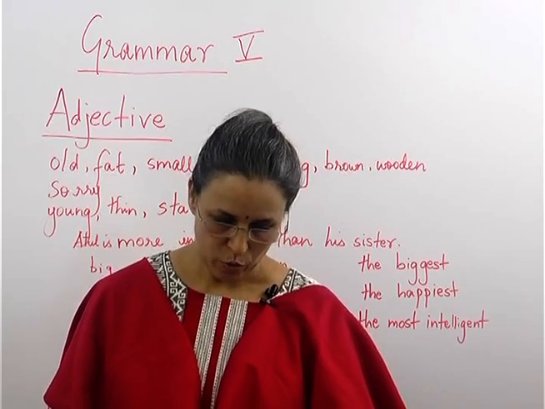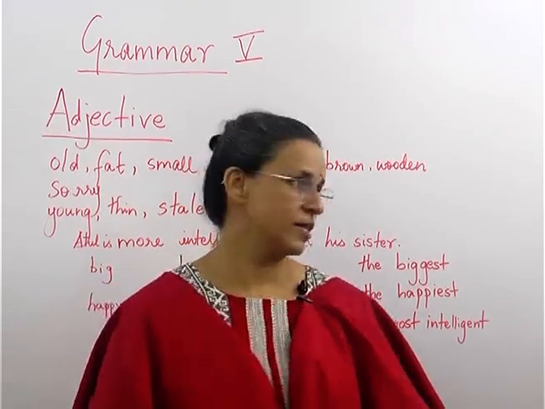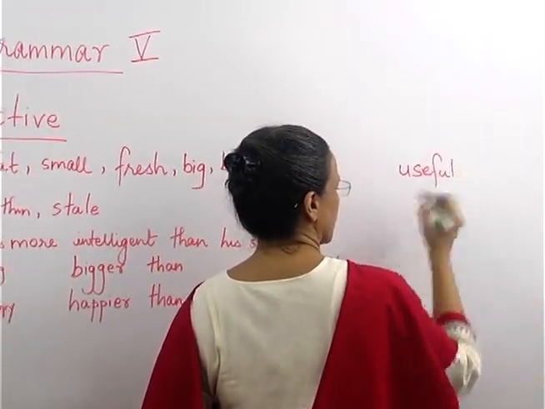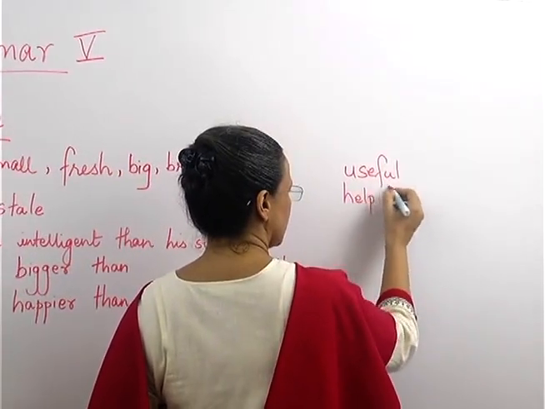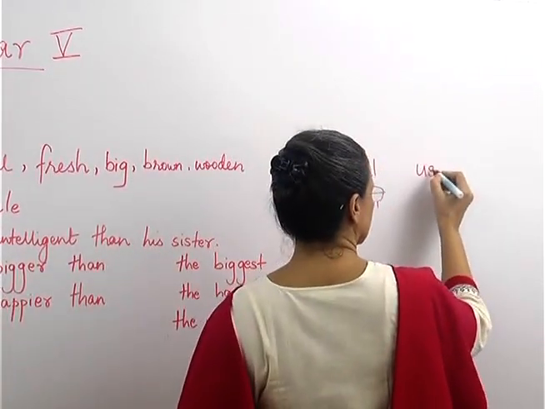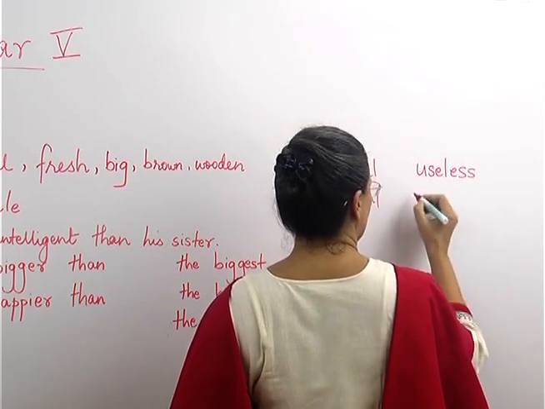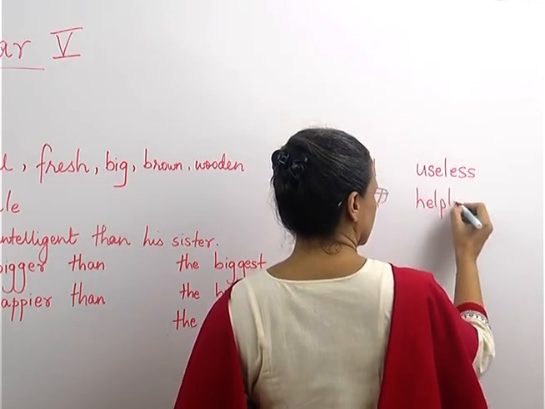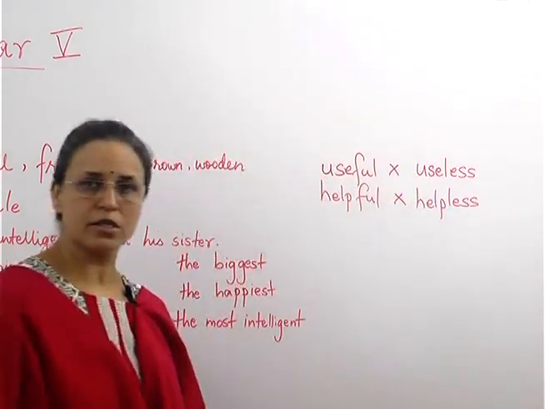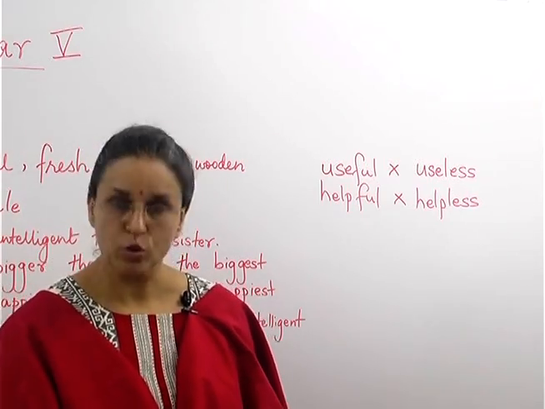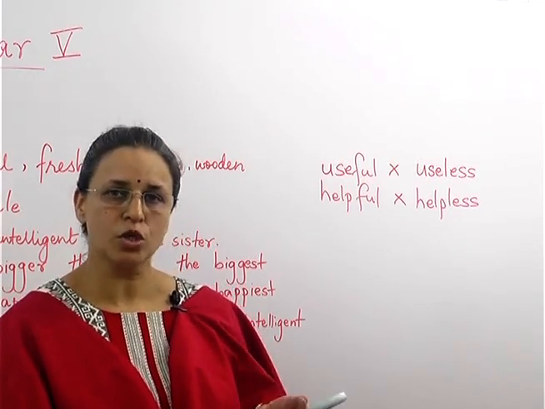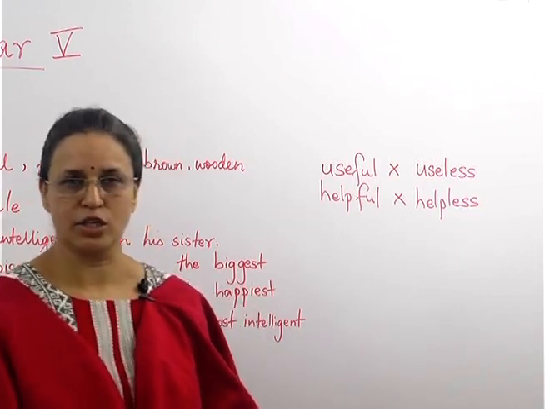There are many adjectives which end with full. Now let us check. See, here they have given useful as an example, helpful, and opposite of that, suppose you make useless. That is also an adjective. Helpless. That is also an adjective. So these are opposites, but by adding the suffix full or less, we made it into an adjective. Like wash becomes washable. So are these washable clothes? Yes. So that also is an adjective. Have you understood?